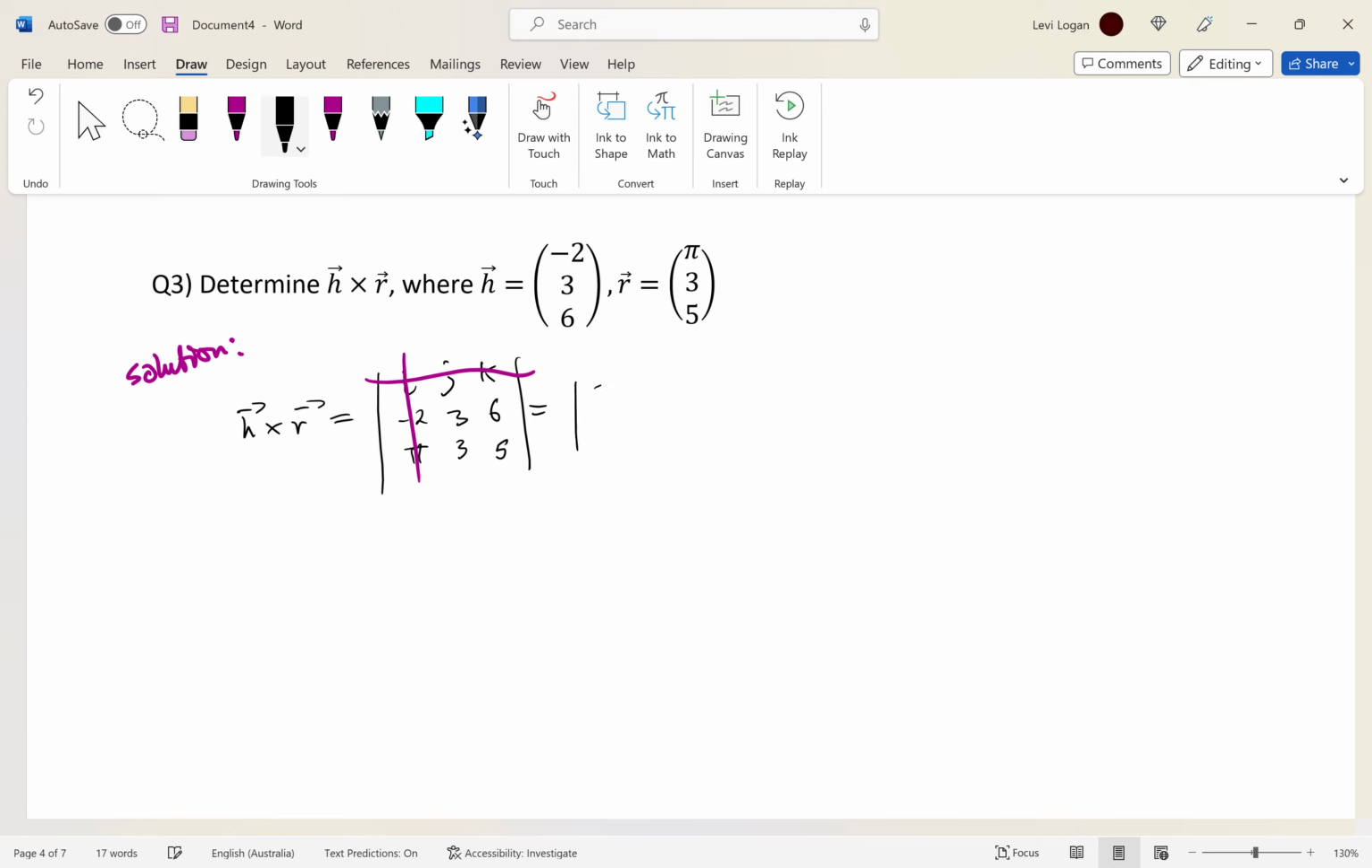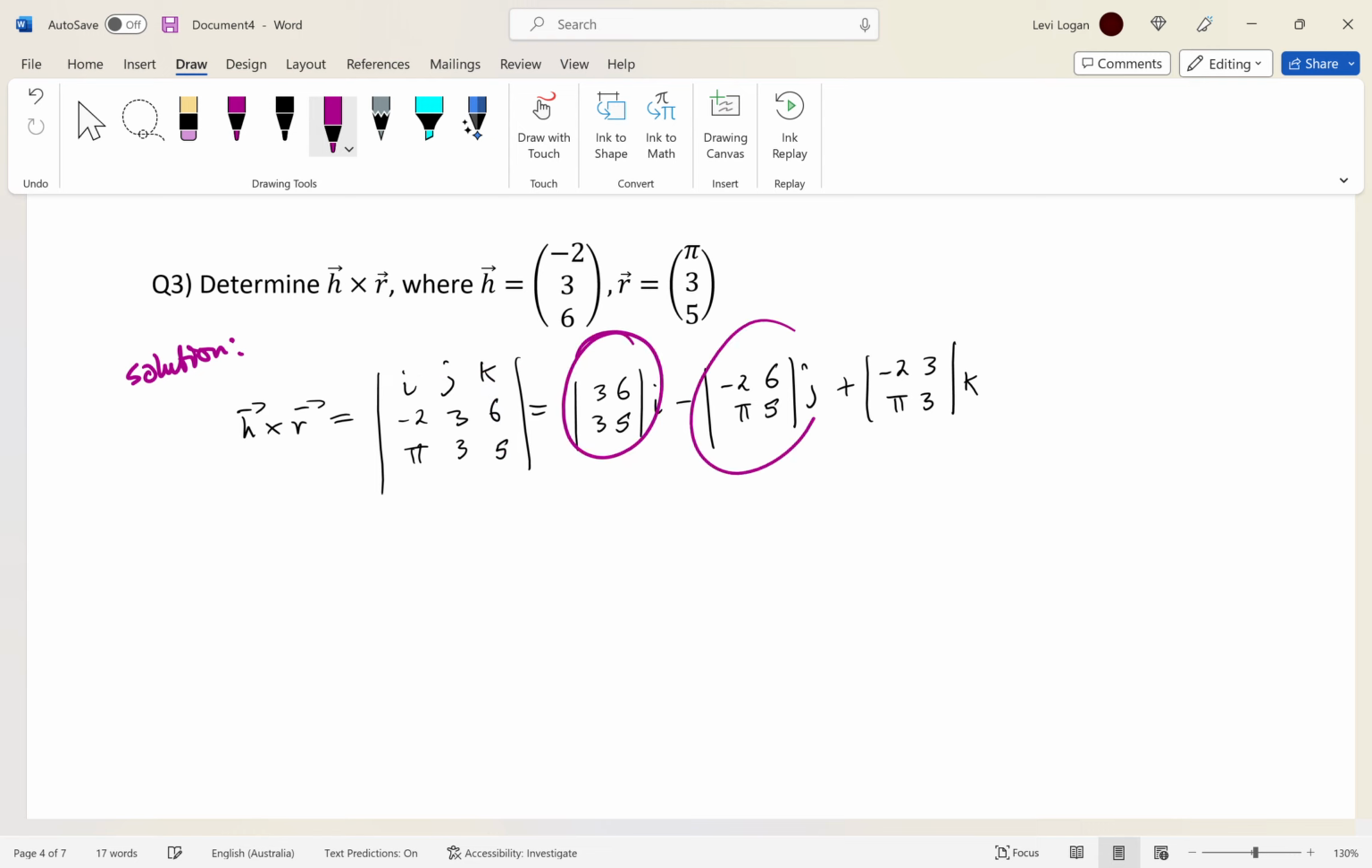So we're going to have 3, 6, 3, 5, i. Then we're going to have negative 2, 6, pi, 5, j. Then we're going to have our final matrix plus negative 2, 3, pi, 3, k. Alright, now all we're going to do is find the determinant of this 2 by 2, this 2 by 2, and this 2 by 2, okay?